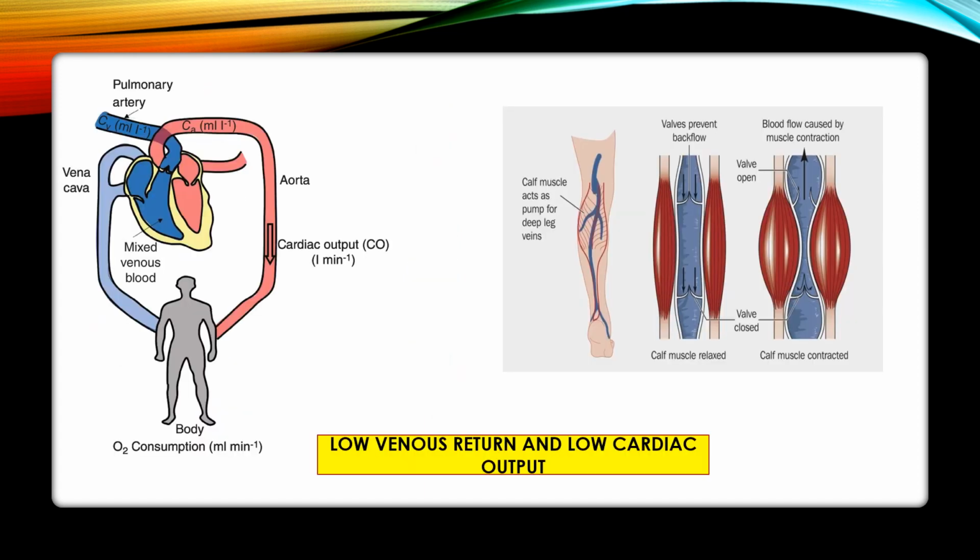Now if more blood is pooled peripherally, that means there will be less venous return. So less blood is going back to the right side of the heart. This less blood is going to the pulmonary artery, and less oxygenated blood is coming to the left ventricle, and less oxygenated blood is going to the peripheral circulation. So peripheral pooling means low venous return and low cardiac output.